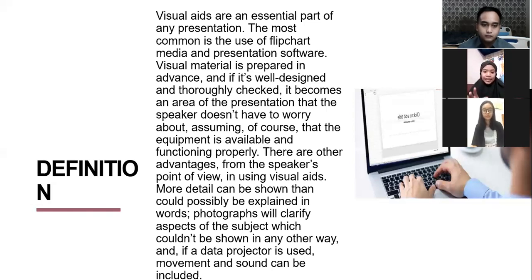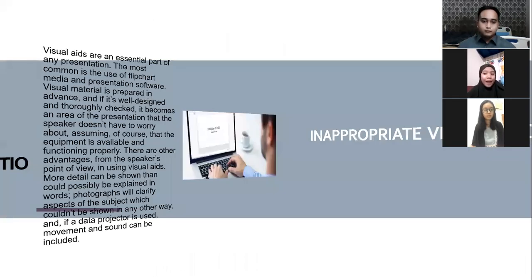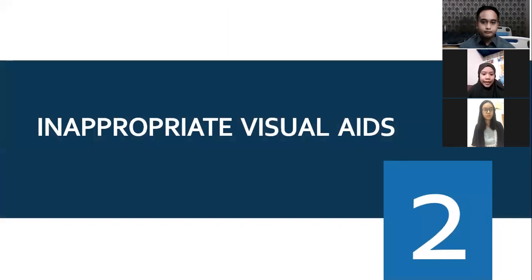There are other advantages from the speaker's point of view in using visual aids. More detail can be shown than could possibly be explained in words. Photographs and pictures can clarify aspects of the subject which couldn't be shown in any other way. And if a data projector is used, movement and sound can be included. So this is important for us. And then, inappropriate visual aids.